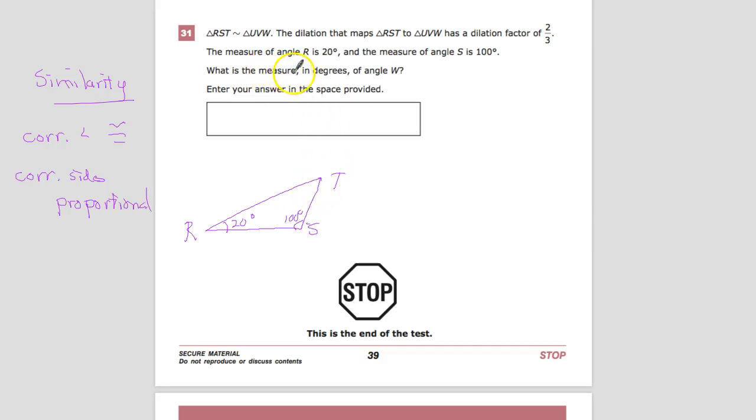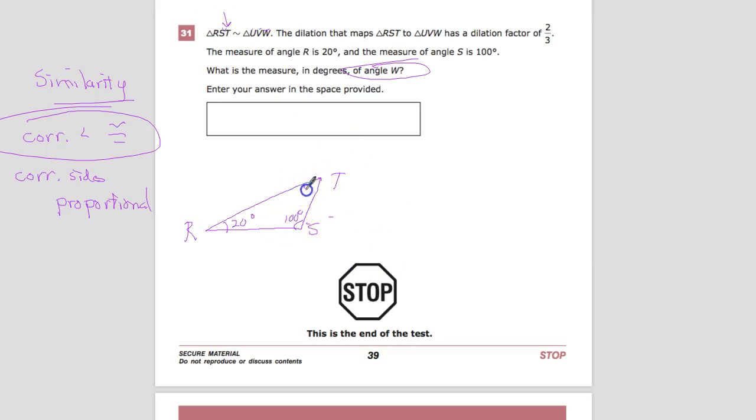So they want to know, what is the measure in degrees of angle W? Now, to be fair, the dilation factor really doesn't have anything to do with anything here. The question is about angles, and corresponding angles are congruent. So all we need to find is what angle corresponds to W, find its measure, and then we'll have our answer. Based on the order in the similarity statement, R corresponds to U, S corresponds to V, and T corresponds to W. That's the one we want. We want this one right here.